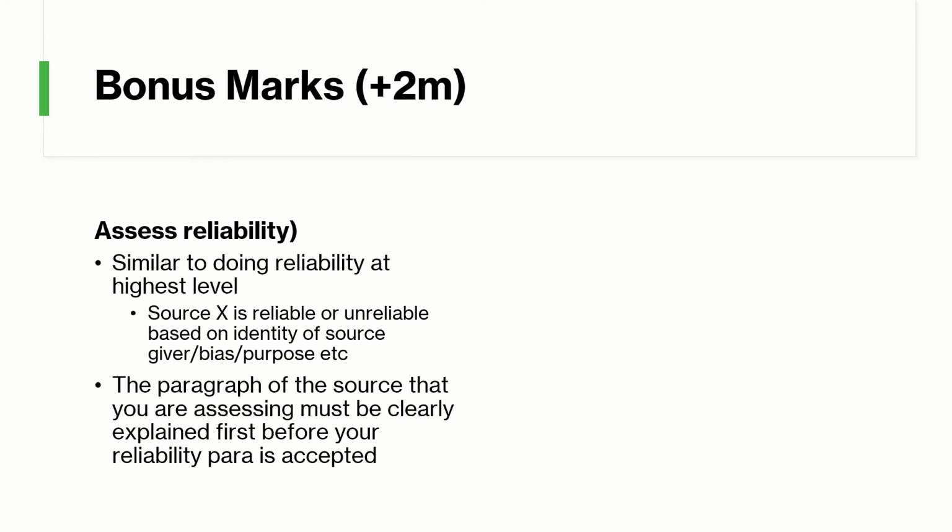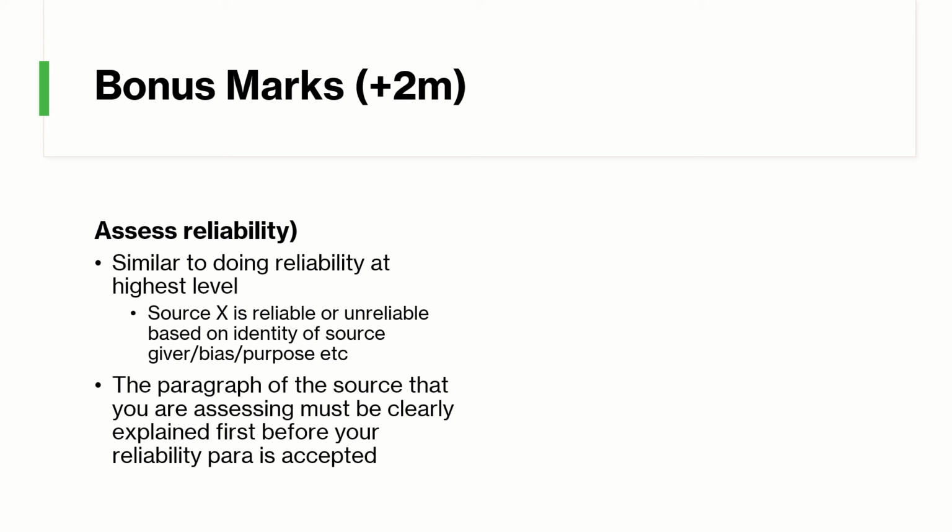How do I put this? When you first evaluate that source itself, the evaluation shouldn't be wrong, right? Because if the evaluation is wrong, then what's the point of assessing the reliability? That means it's already going to fail, right? So the caveat for giving the bonus marks for assessing reliability is that the evaluation of that source needs to be correct. It needs to be accurate before the marker will give you the bonus 2 marks. So just be very careful.